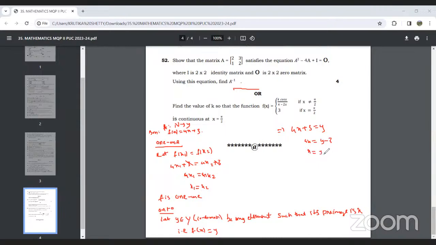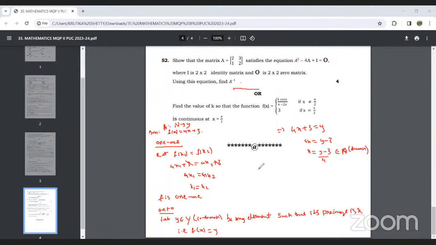x will be equal to what? y minus 3 upon 4. Okay, y minus 3 upon 4. And this will belong to what? R. That is the, sorry, n here in this case. And that is the domain. Okay, it is the domain.